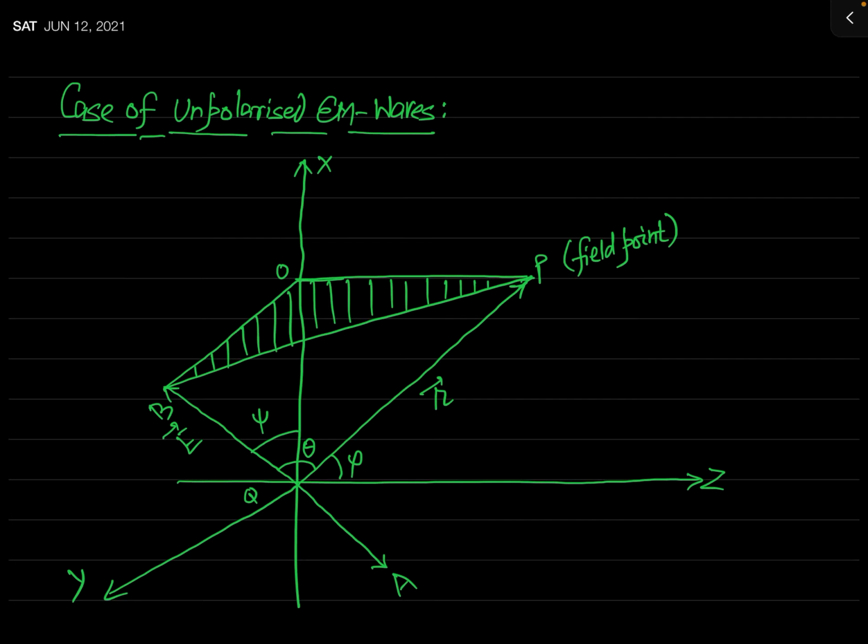In case of an unpolarized wave, the electric field vector oscillates in almost all possible directions. As the electric field vector has no particular orientation, unlike the plane polarized wave where we assumed the electric field is oscillating in the x direction, we must take an average over all orientations of the plane of the electric field vector E.